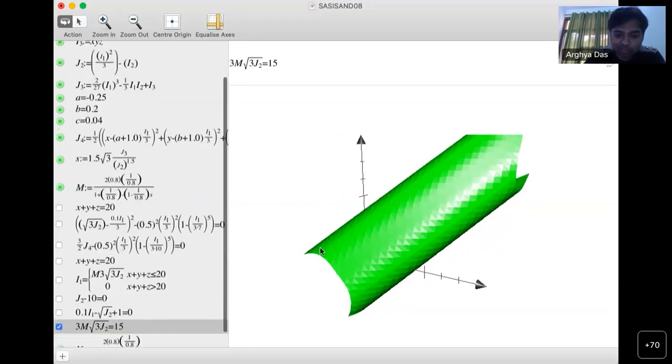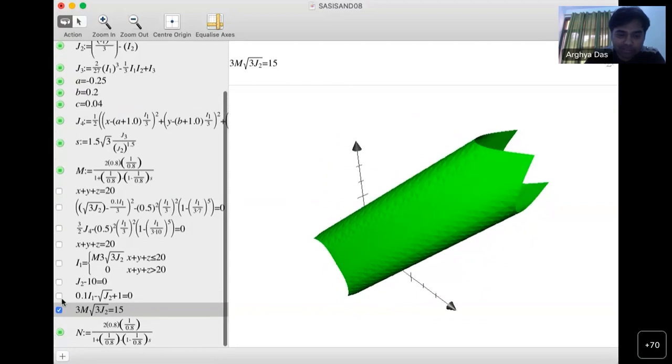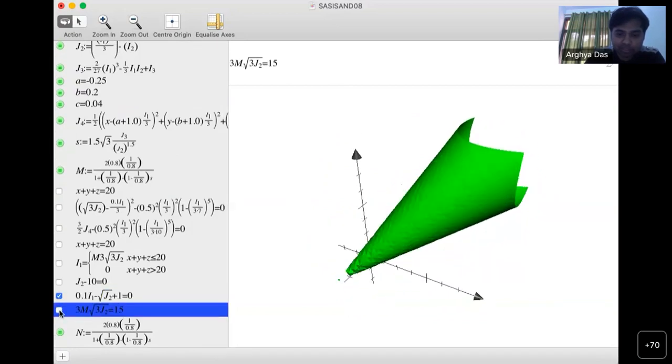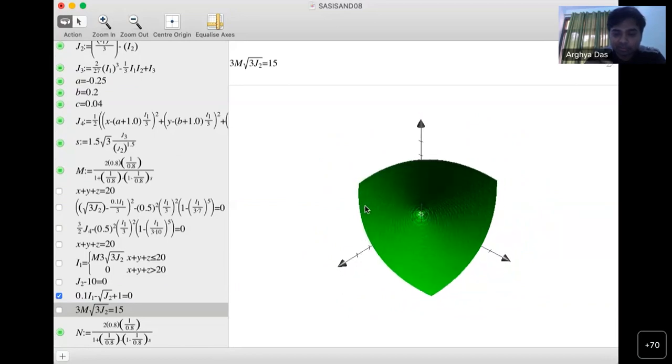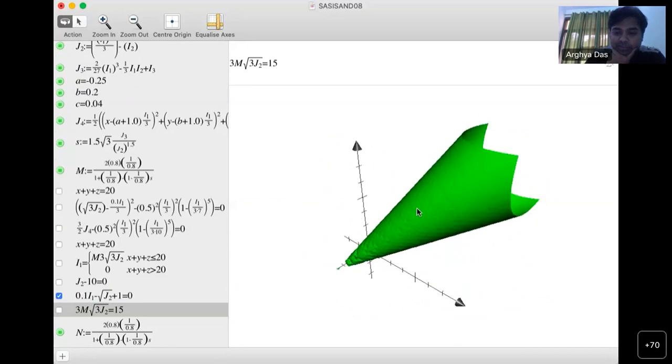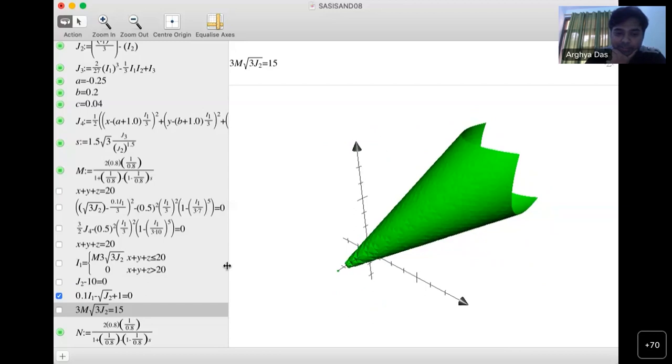These three axes are your sigma 1, sigma 2, and sigma 3 axes. Now if we look at the failure criteria known as the Drucker-Prager failure criteria, it has this conical shape. The cross section is basically circular. That is why it is a Drucker-Prager type of failure criteria.